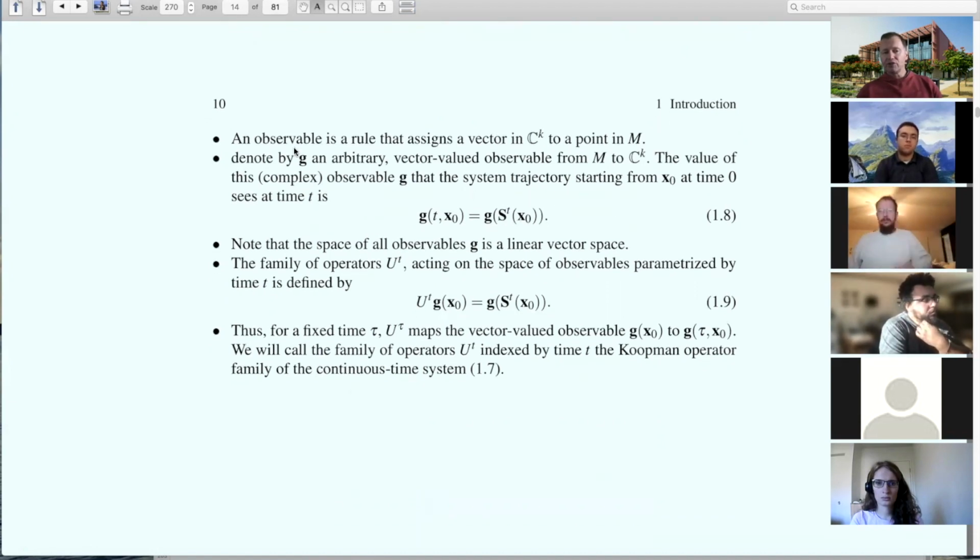So G itself is a static thing. It's just what you observe at any point in state space. This other capital G, which depends on two parameters, so G only depends on X. But this other capital G that has two arguments, T and X0, is really the observation of G that you would obtain by starting from initial condition, X0, and mapping it for time T, right?